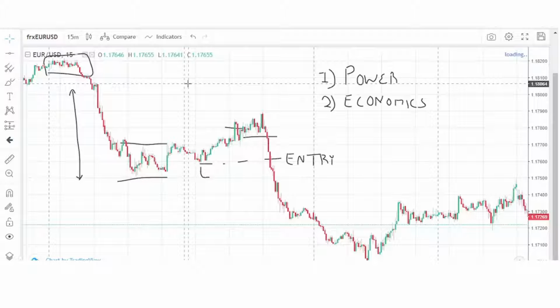Okay, so we spoke about power in the previous session, and to make up the perfect trade, I just want to add something else, which is the economics. Okay, so there are a lot of things which are involved when you are placing a trade, right? And one of those things is economics.